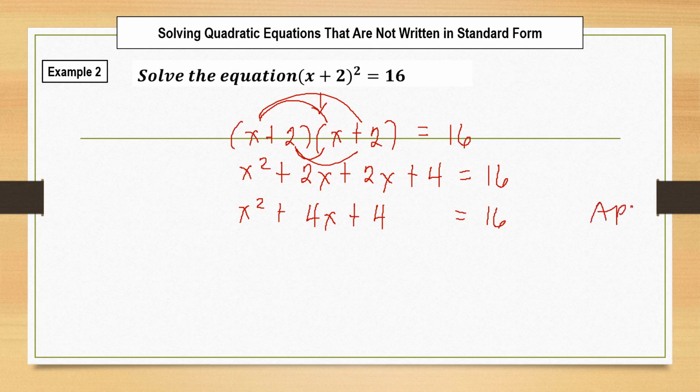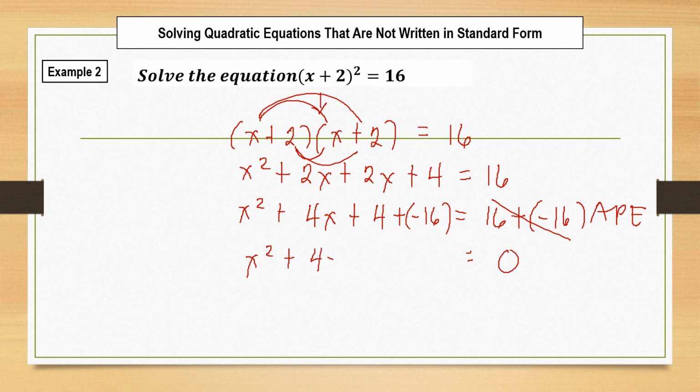Apply addition property of equality to make the right side of the equation 0. So we add negative 16 on the right side, and also on the left side of the equation. So the right side now becomes 0, and for the left side we have x squared plus 4x plus 4 minus 16. Combine the constant terms, so positive 4 and negative 16 is negative 12. Now solve the given equation since it is already expressed in standard form.